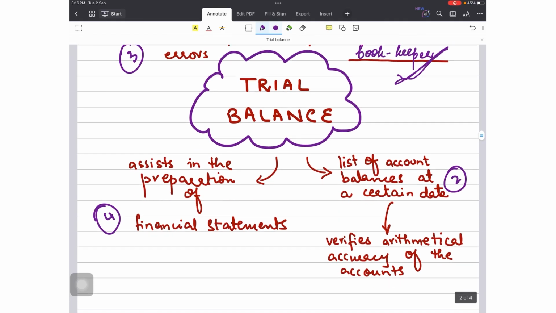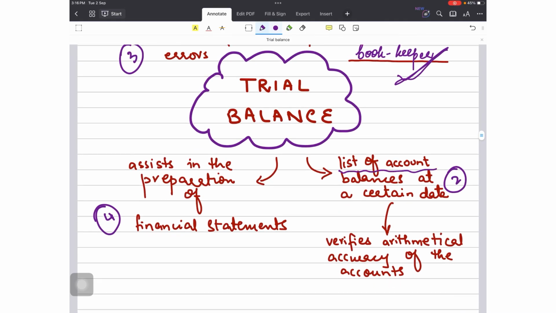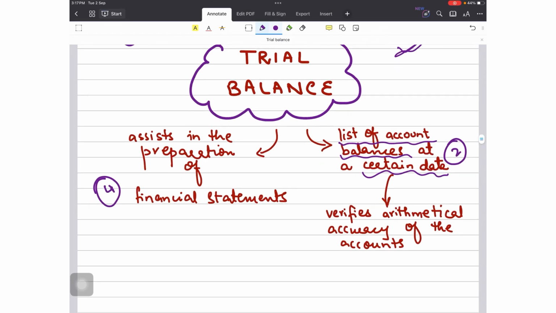So what is a trial balance? It is a list of account balances at a certain date. So a trial balance is prepared for a certain date, not for the whole year. For instance, an income statement is prepared for the year ended, but the SOFP and trial balance are prepared at a certain date, and the trial balance shows all the accounts that the business was maintaining for that year. So it is a list of account balances at a certain date.